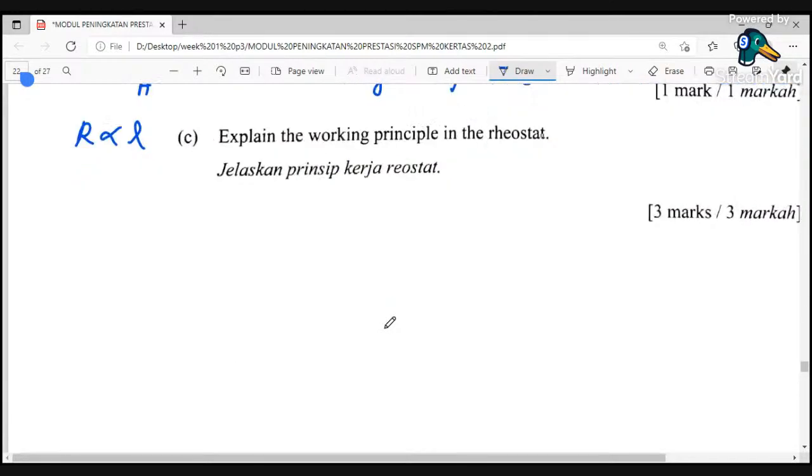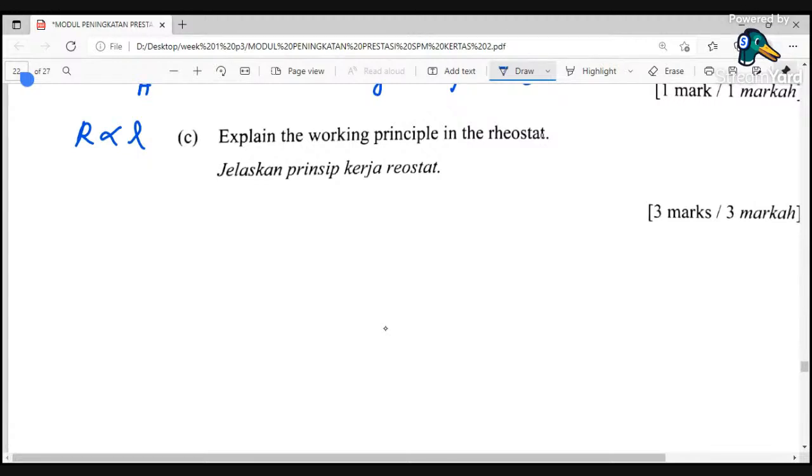Explain the working principle in a rheostat. 3 marks. As I mentioned earlier, you connect to terminal B and C in order for the rheostat to function as a variable resistor, so that you can change its length or number of turns of coil, you must connect to terminal B and C.